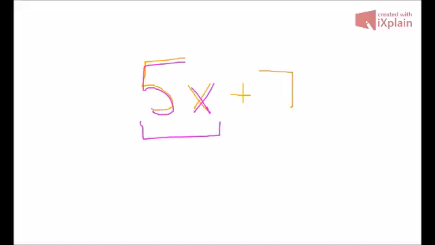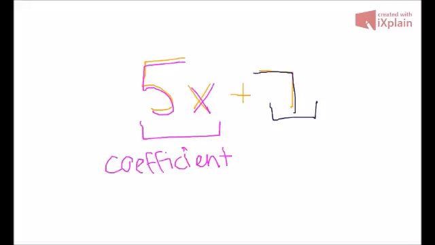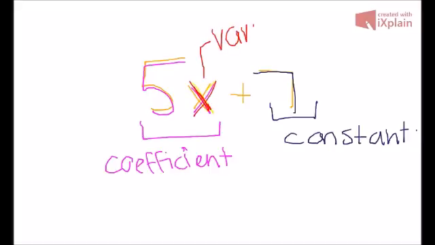Let's look at a real quick example of an expression. 5x plus 7. 5x is a coefficient because it is constantly changing. The 7 is a constant. It never changes. It always stays 7. The x is a variable. And the plus sign is an operator. It tells the 7 and the 5x what to do.